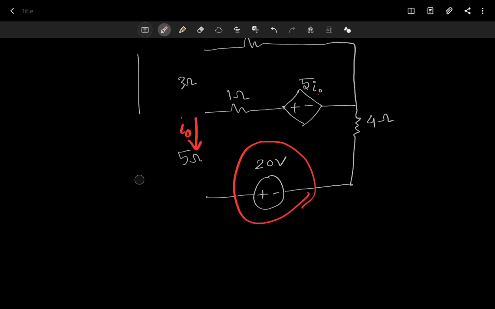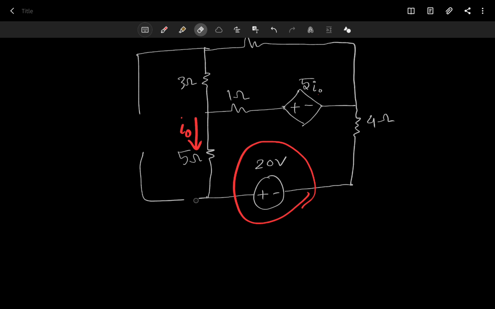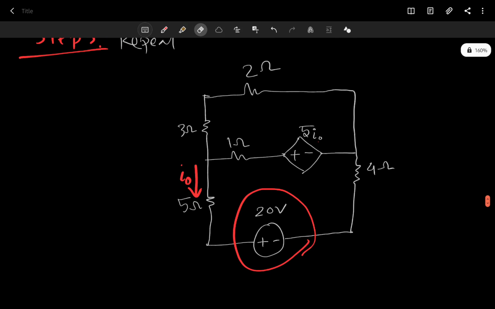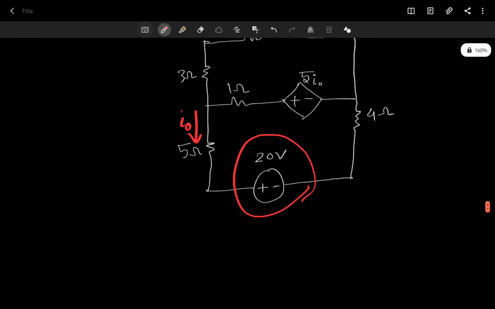So basically what you can do is remove the whole thing, right? You can just remove the whole thing, because this is kind of just hanging there. No current will be here, so this is kind of useless for us to analyze, because there will be no current there. Okay, so that's one part of the scenario.